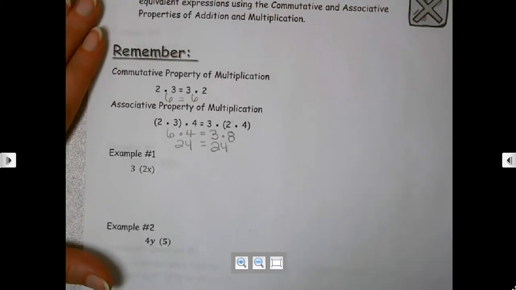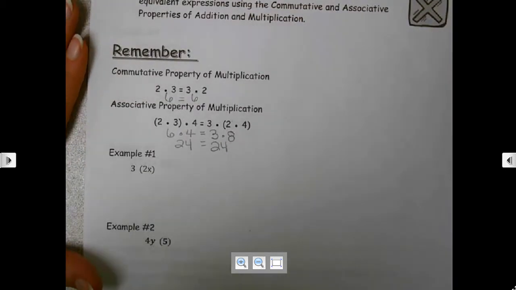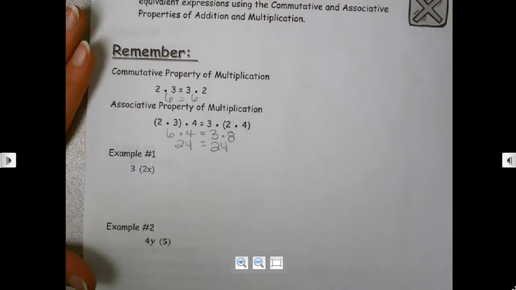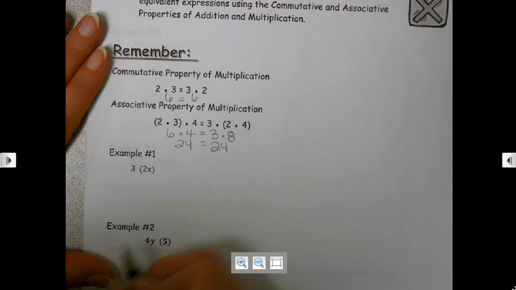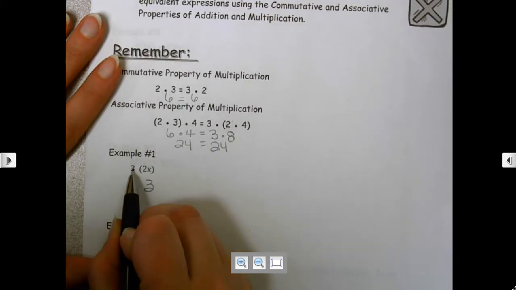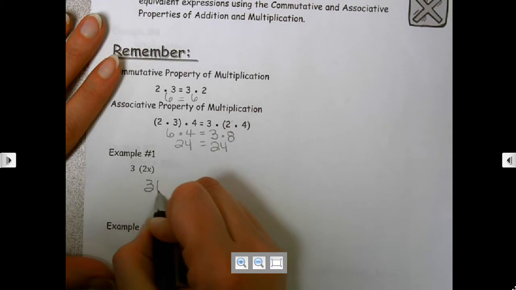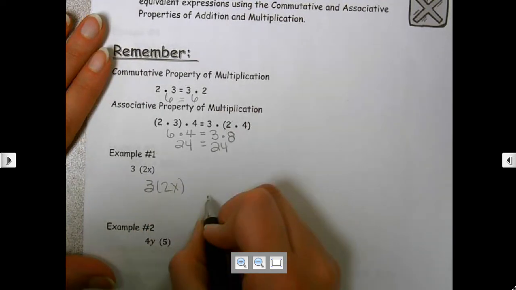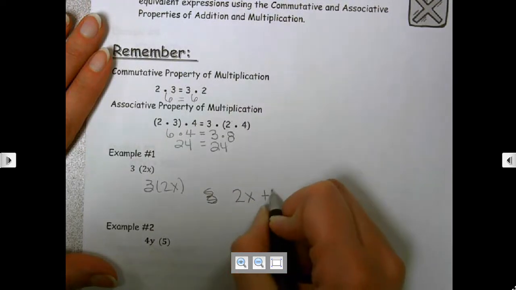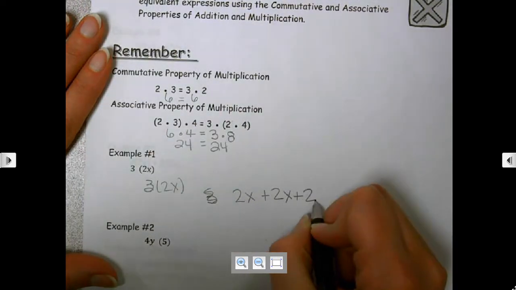In example 1, we have 3 times 2x. And if you recall from last night's video, you'll remember that 3 times 2x really means 2x plus 2x plus 2x.